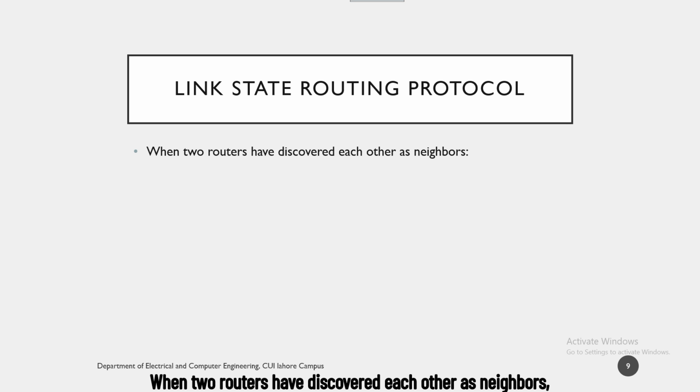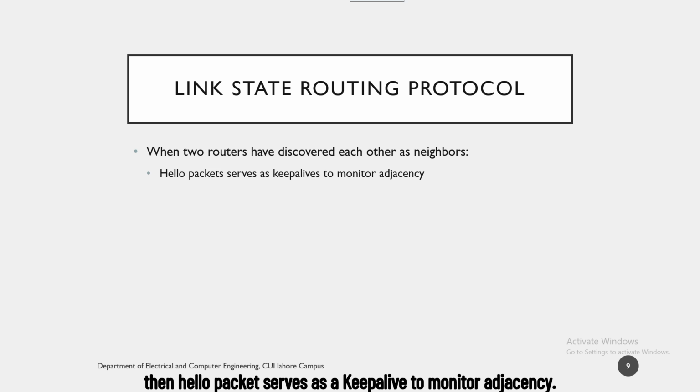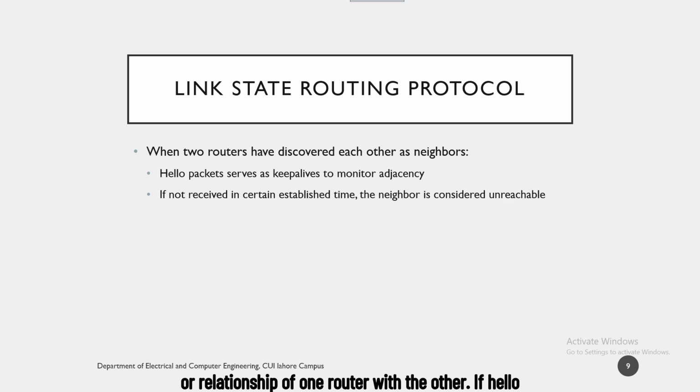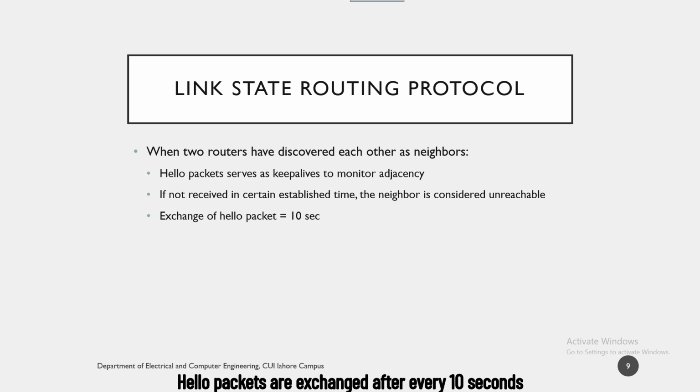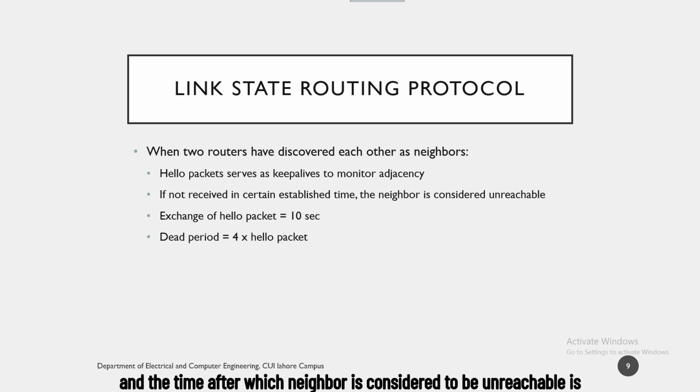When two routers have discovered each other as neighbors, then the hello packet serves as a keep alive to monitor adjacency. Adjacency is a term used to refer to a common relationship of one router with the other. If hello packets are not received in a certain established time, the neighbor is considered unreachable. Hello packets are exchanged every 10 seconds, and the time after which a neighbor is considered to be unreachable is known as the dead period and is 4 times the exchange time.